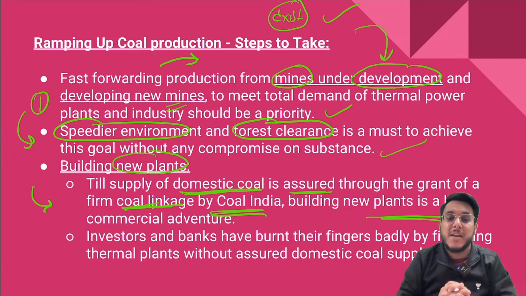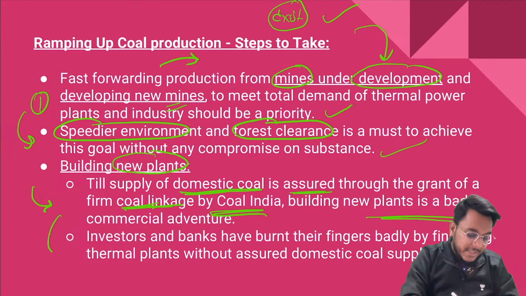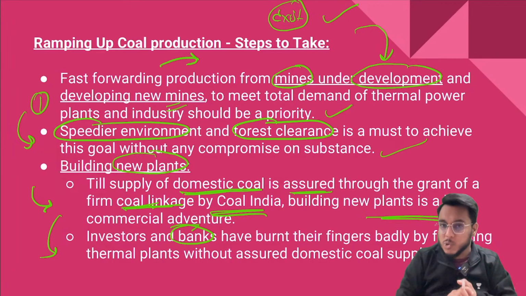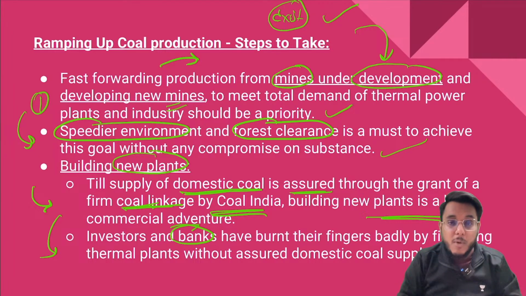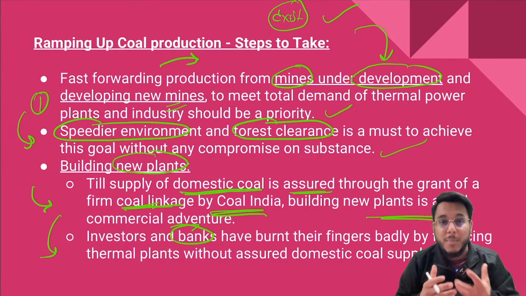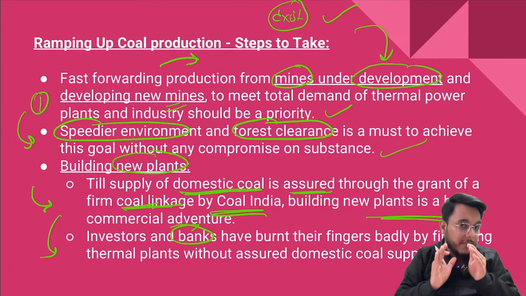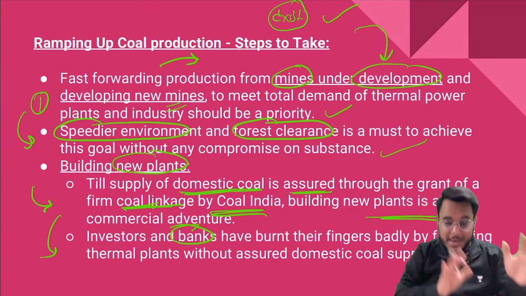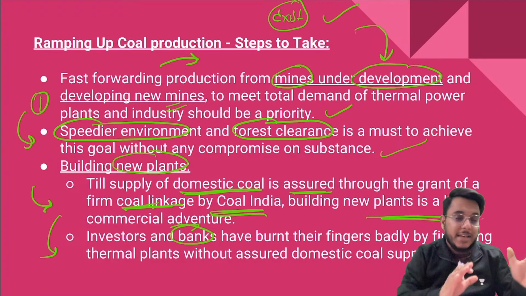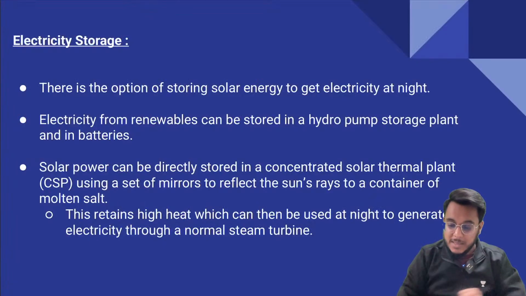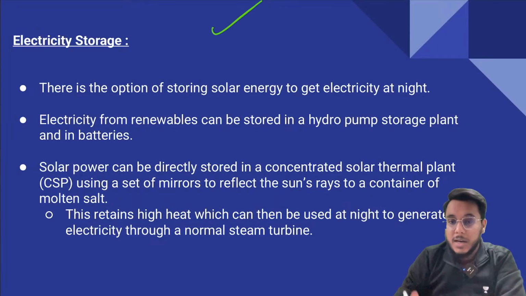power generation plants will be a very bad business idea or commercial venture, because in the past it has been seen that banks have given loans to power plants, but these power plants were not able to become operational. Why? Because they did not have raw material, that is coal. So first of all, develop the mines, enhance the capacity of the mines, and then give approval to new coal power plants.